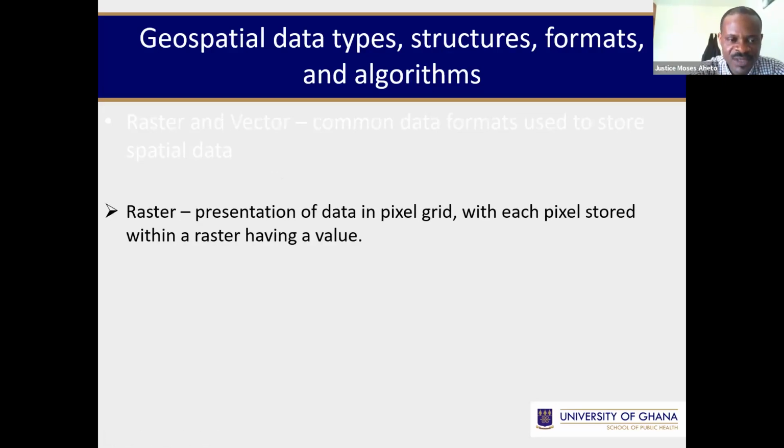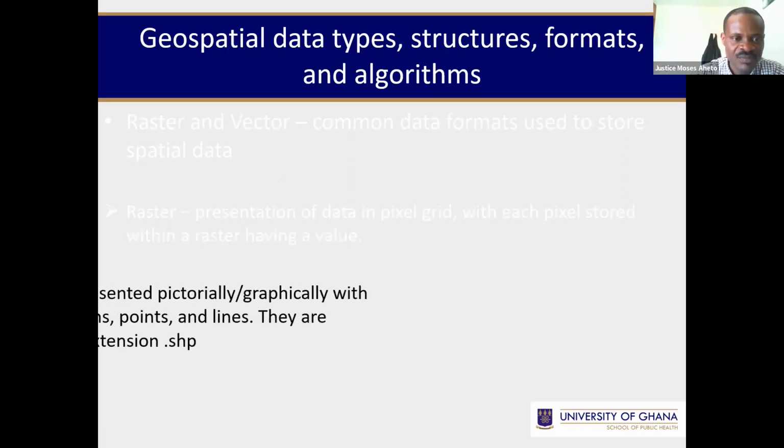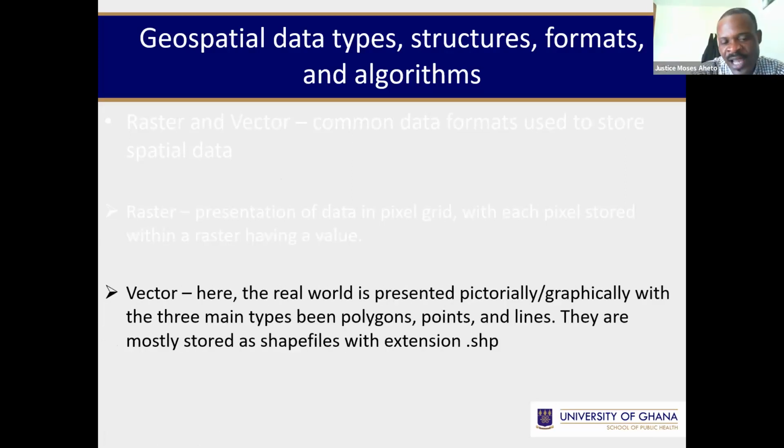Like I said, the raster is simply the presentation of data in a pixel grid or pixel form, with each pixel stored within a raster having a value. That is basically it. We'll be looking at examples in the practical session, but we provided some examples within these theoretical parts. Now, when it comes to the vector, it is just how we present things in the real world, either pictorially or graphically, with the three main types being polygons, points, and lines. And like I said, they are mostly stored as shapefiles with extension .shp.